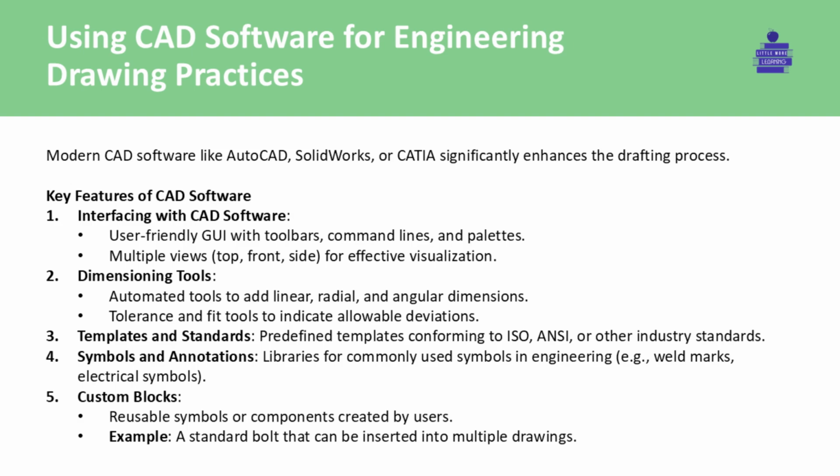The symbol libraries are fantastic time savers. Instead of redrawing common symbols like weld marks or electrical components, you can simply insert them from a digital library. Custom blocks are another powerful feature. Think of them as creating your own reusable components. For example, if you frequently use a particular type of bolt in your designs, you can save it as a custom block and insert it whenever needed.